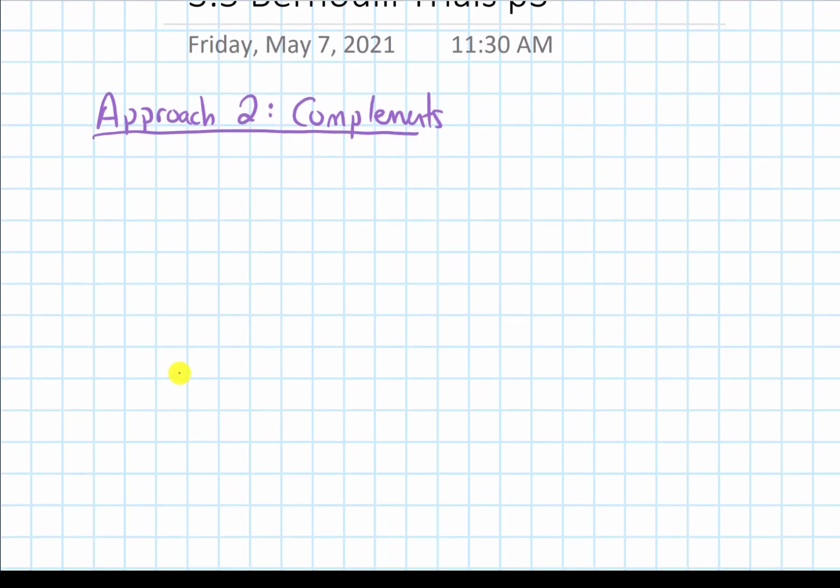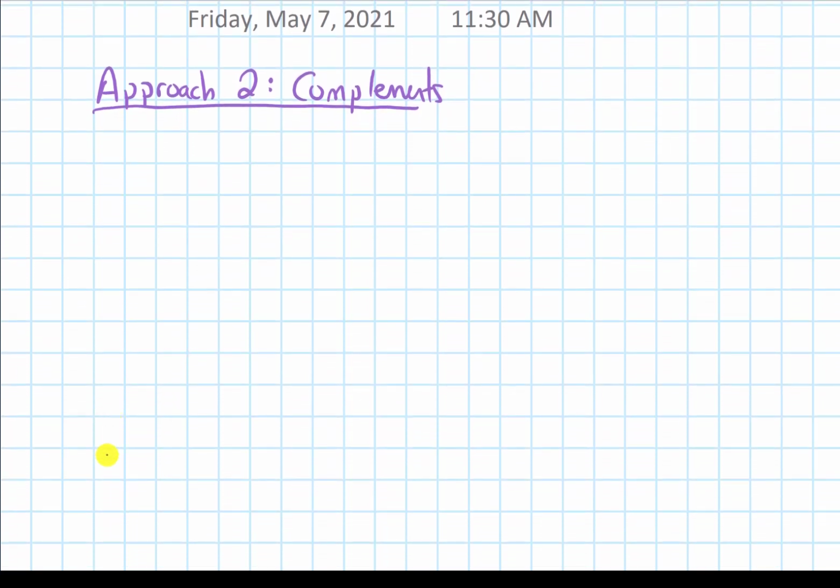So with complements, we want to know, I'm going to leave myself some room here, the probability that there are greater than 4 undecided voters. And when we use a complement, this is going to be equal to something minus something.